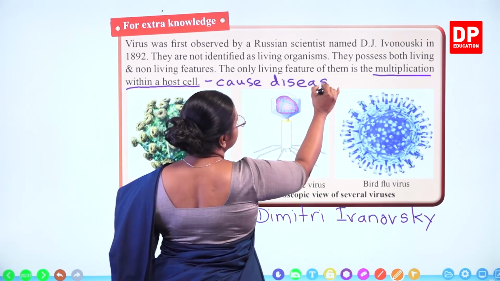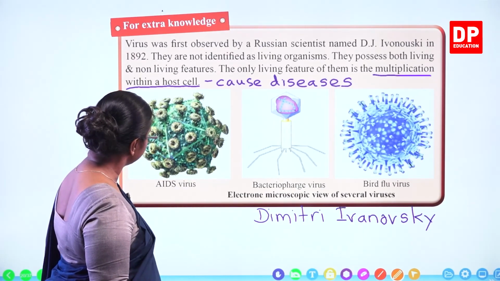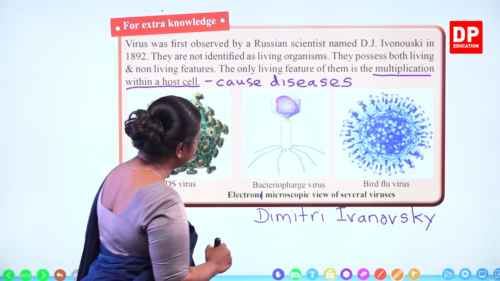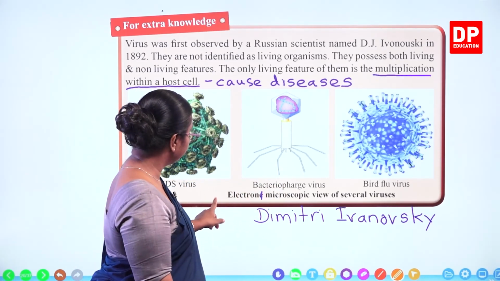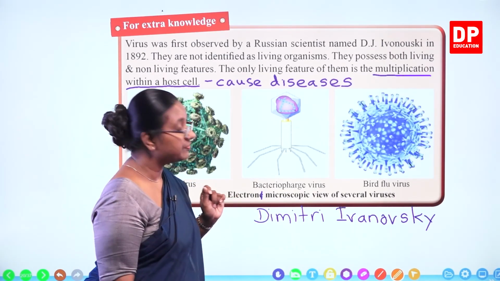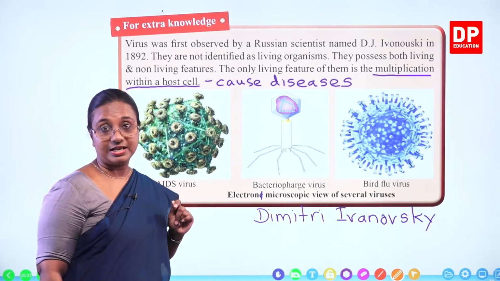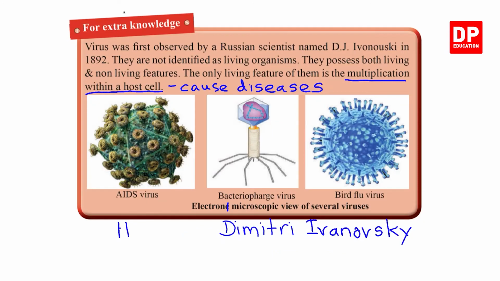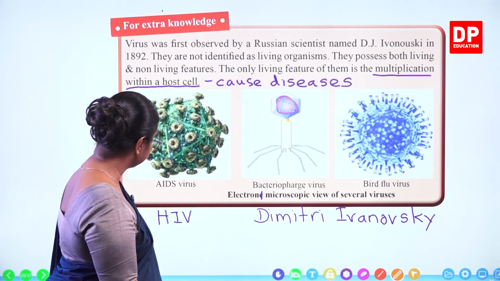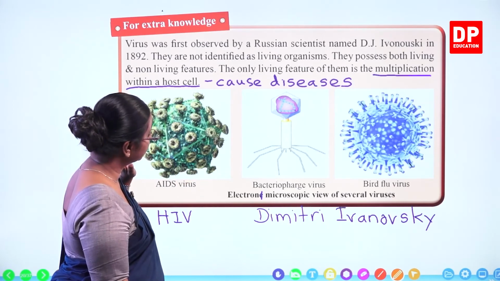They cause diseases. So here there are some examples given to you, students. You can see electron microscopic view. Again here it has to be electron microscopic view. You know electron, E-L-E-C-T-R-O-N. Electron microscopic view of several viruses are given to you. You can look at the first one, AIDS virus. That is also known as HIV virus. Human immunodeficiency virus. So that is the virus that causes the disease AIDS. You can look at the structure of that.